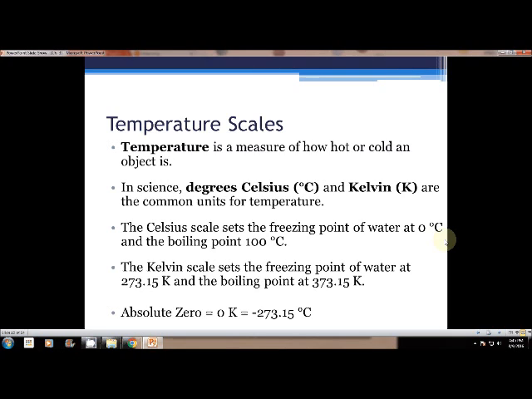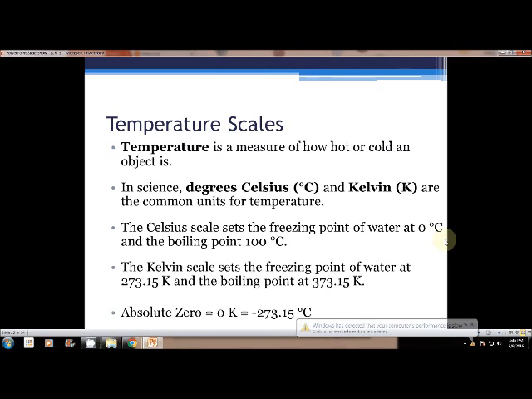In science, degree Celsius, the degree symbol and C, and Kelvin are the common units for measure. There is Fahrenheit, but we don't usually use that in chemistry or science. The Celsius scale sets the freezing point of water at 0 degrees Celsius and the boiling point at 100 degrees Celsius. The Kelvin scale sets the freezing point of water at 273.15 Kelvin and the boiling point at 373.15 Kelvin. The difference between those is still about 100.